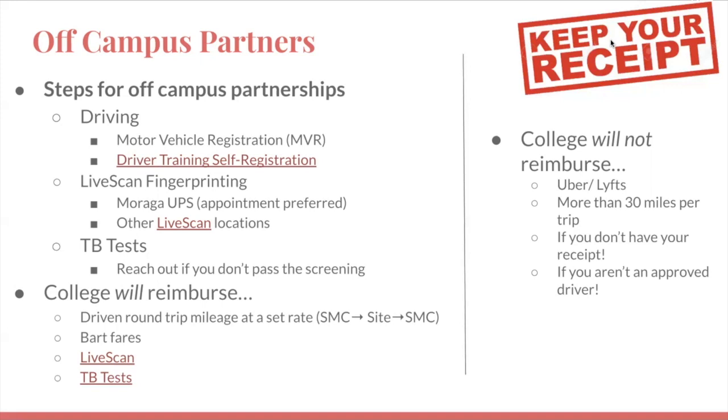And then the limit is 30 miles per trip, round trip. So that means a lot of our partner sites are within 30 miles round trip, but there are some who are around 28 or 29. So that does mean to take the most efficient route there in terms of the actual mileage. Sometimes the scenic route isn't going to be the best way because it's going to be a couple more miles and you won't get reimbursed if it's over the 30-mile round trip per trip limit. And then we can't reimburse if you don't have your receipt and if you're not an approved driver.